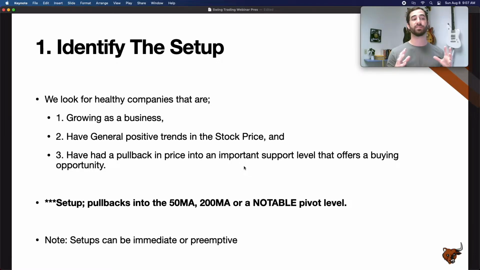So all types, all these very good, well-known, established companies, those are the ones that we're going to be considering for this system, okay? So we're looking for well-known companies that are healthy, growing as a business, and that also have general positive trends in the price, all right?